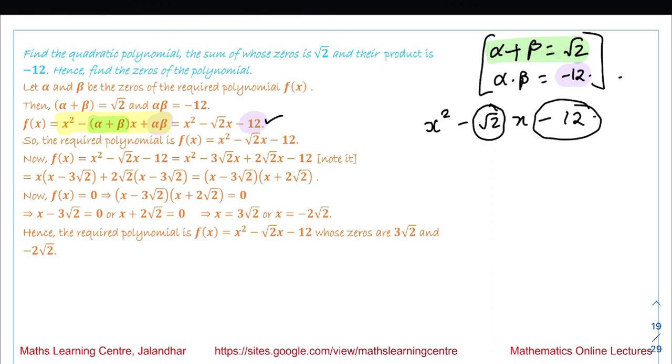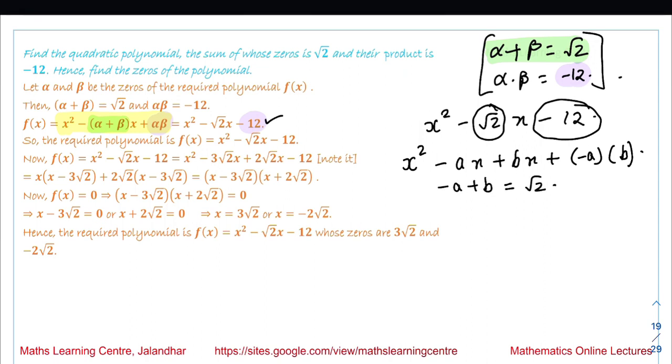We have to find two numbers a and b such that their sum is square root 2. Suppose the two numbers are a and b. I want to write it in the form x square minus (a plus b)x plus a into b. So we are saying that the value of minus (a plus b) should be equal to root 2, and a into b should be equal to minus 12.